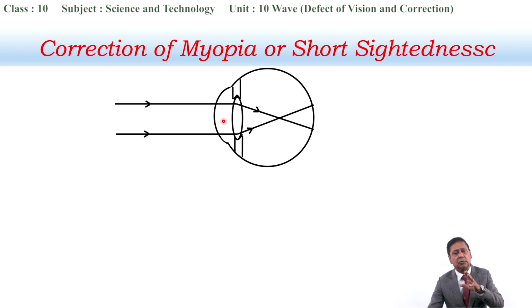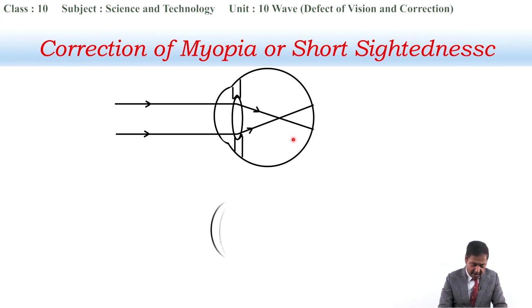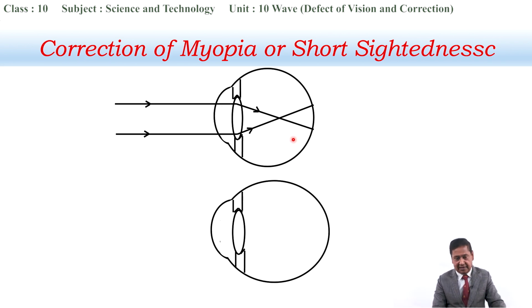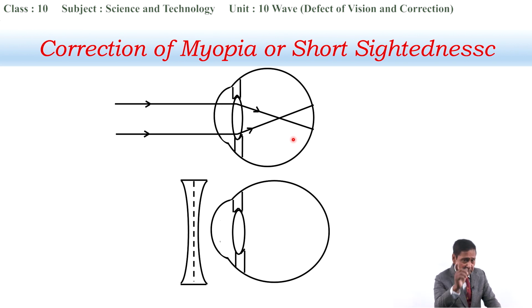Now, how to remove this defect? I want to show it with an animated diagram. Look at this. This can be corrected by using a concave lens. Remember this: myopia is corrected by using a concave lens. How and why? The reason is coming with the help of the diagram.